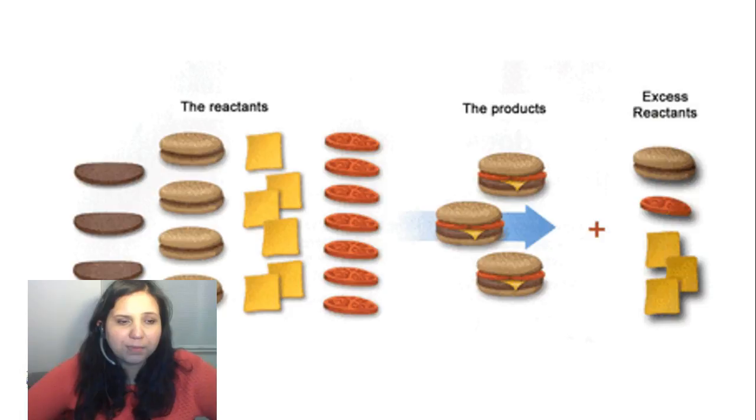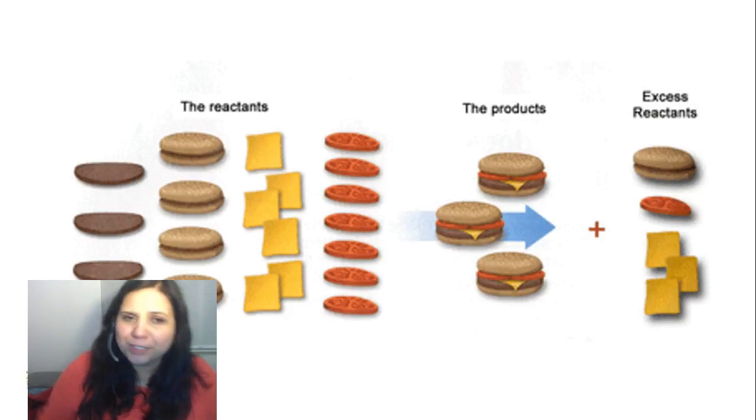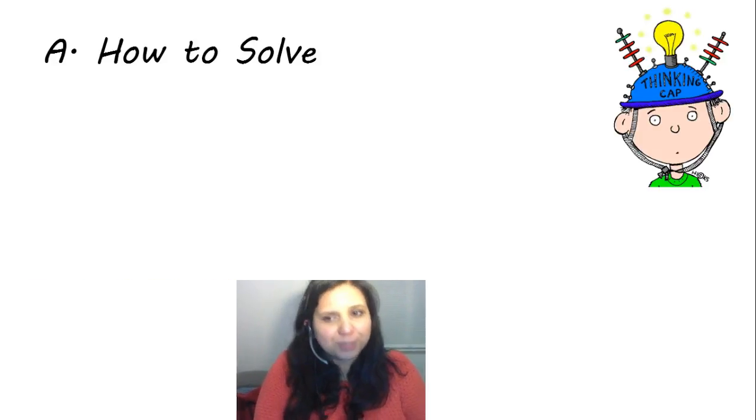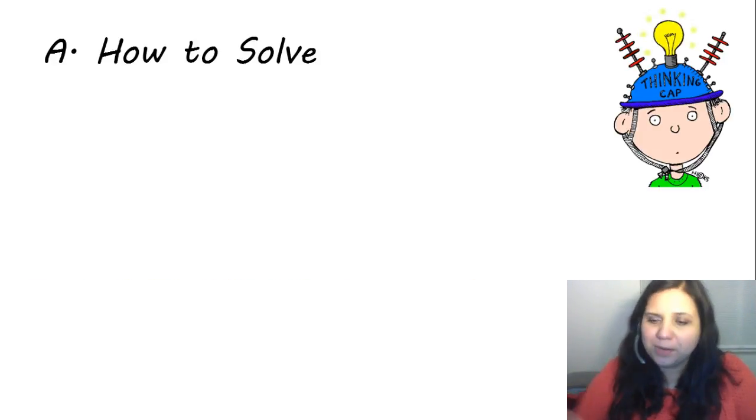So you should have said you can make a total of 3 burgers, and you would have an extra bun, 1 extra tomato, and 3 extra slices of cheese. We're going to do the same thing but with chemicals, and we'll do some calculations that are a little more difficult than that. Alright, so here are the steps to solving limiting reactant problems.